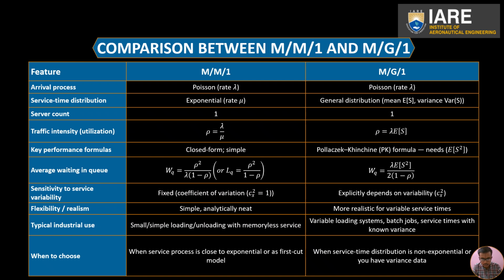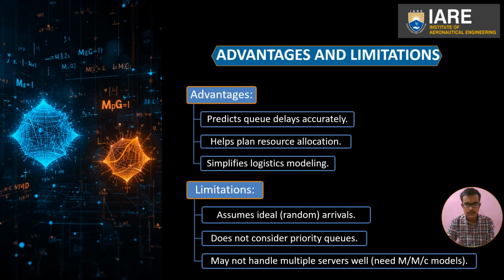We have to choose MM1 when the service process is close to exponential or as a first-cut model. We have to choose MG1 when the service time distribution is non-exponential or we have variance data. Hence, this is a comparison between MM1 and MG1 queues. Now let's go through advantages and limitations of usage of these queues.